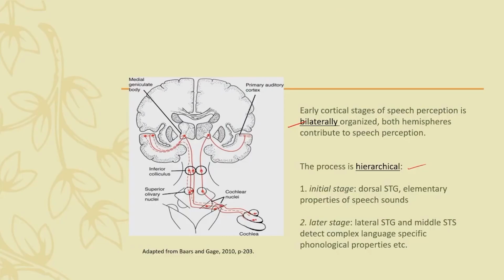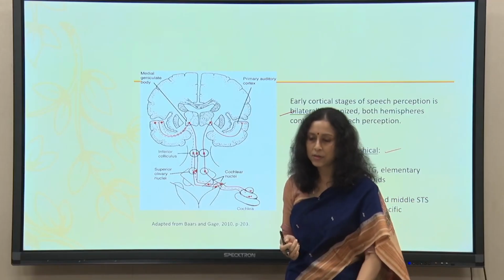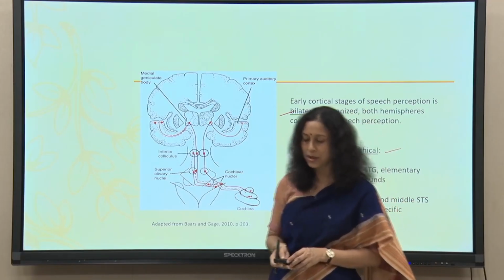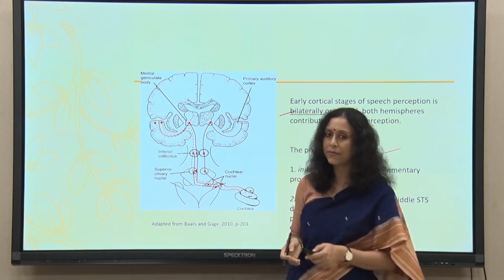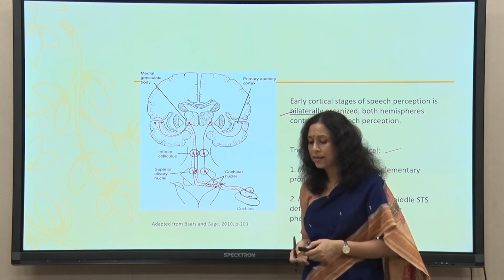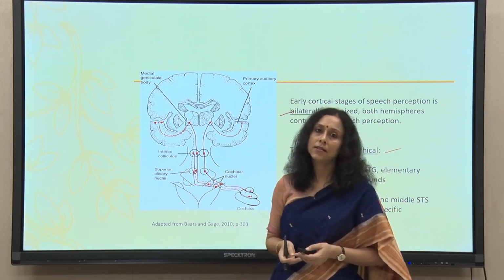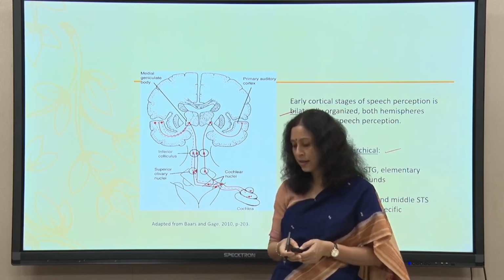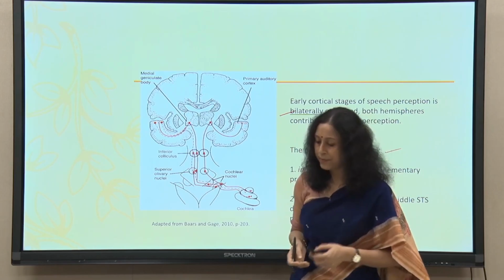Bilaterally organized means that it is found in both hemispheres. It is not only the left hemisphere that works; we receive signals from both ears. So it is bilaterally organized, and the signals travel through the hair cells to the cortical region that is responsible for processing. It happens on both sides, though the left hemisphere has a slightly higher advantage. This is why we see a right visual field and right auditory field advantage in the case of laterality in brain functions.